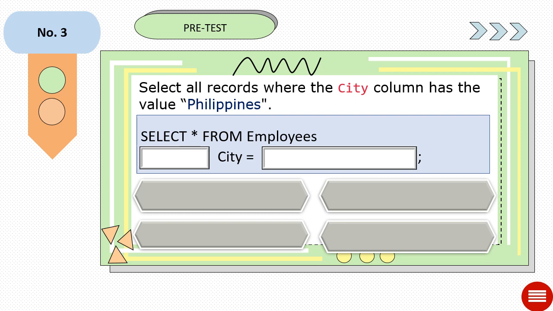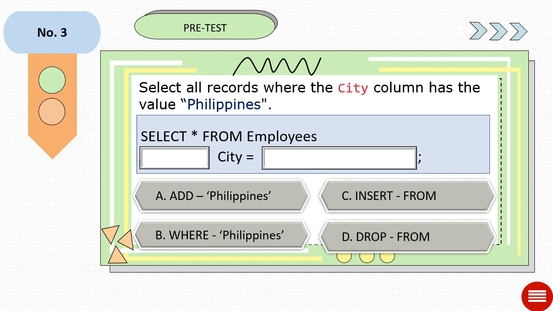Number 3. Select all records where the city column has the value Philippines. Select asterisk from employees blank city equal to blank. Is it A, add and Philippines, B, where and Philippines, C, insert and from, or D, drop and from? The correct answer is letter B, where and Philippines.